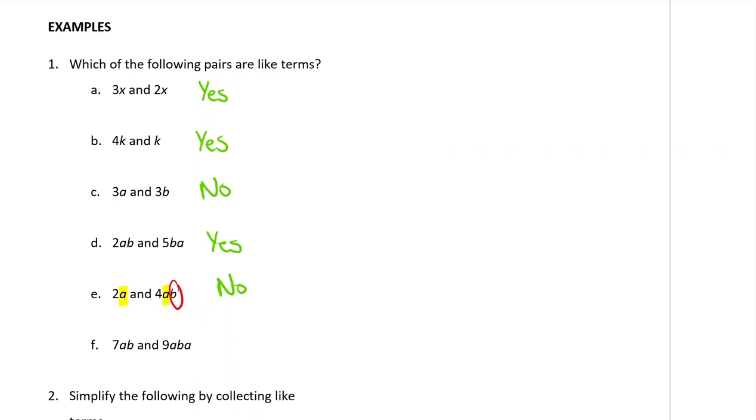So F, 7AB and 9ABA. Again, we have an extra letter on that last one. They have that extra A that makes it a bit different. So no, that one would not be like, they would not be like terms either.